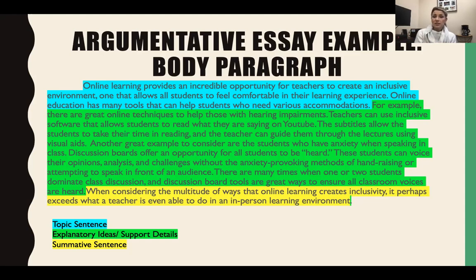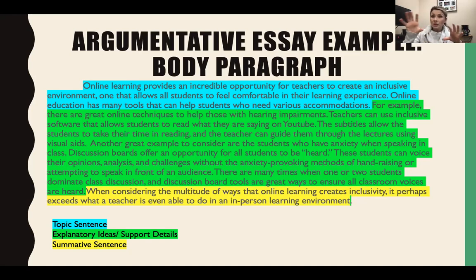Another great example, and you hear that transitional language, the movement from one sentence to the next. Another great example to consider are the students who have anxiety when speaking in class. Discussion boards offer an opportunity for all students to be heard. These students can voice their opinions, analysis, and challenges without the anxiety-provoking methods of hand raising or dominant class discussion or attempting to speak in front of an audience. There are many times when one or two students dominate class discussion, and discussion board tools are great ways to ensure all classroom voices are heard.